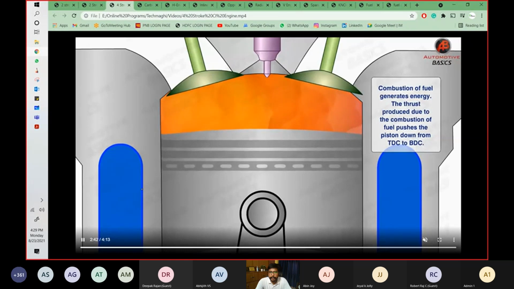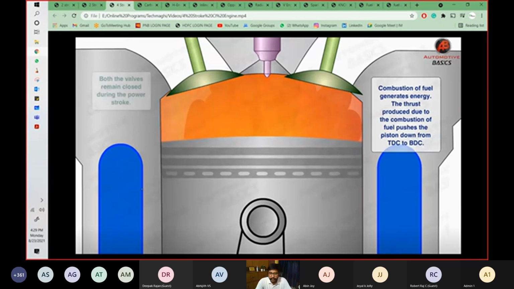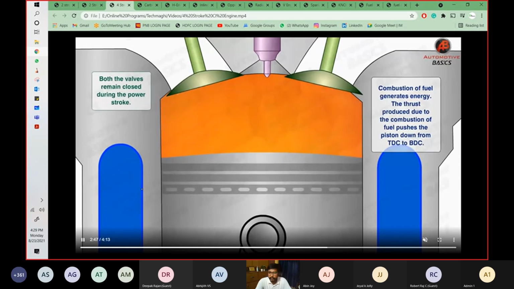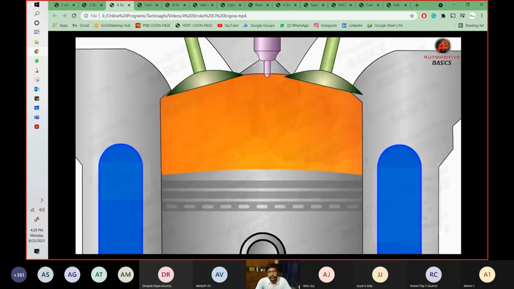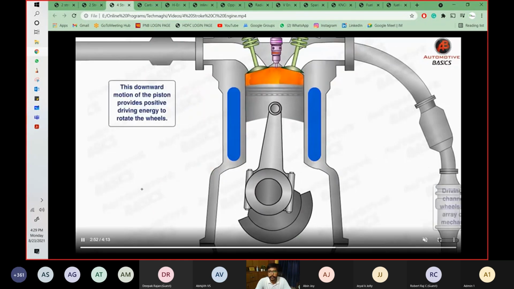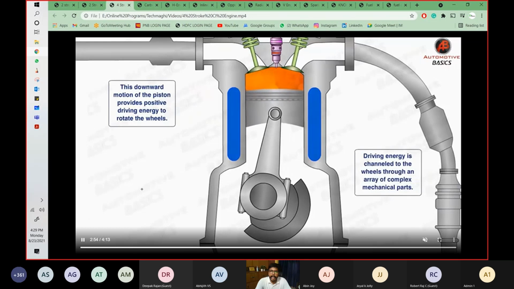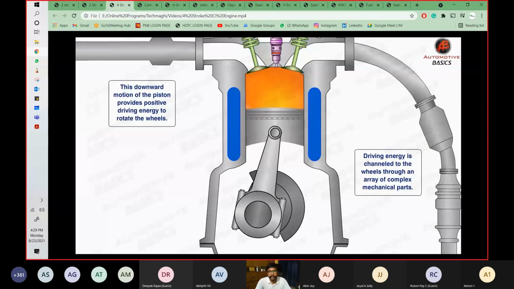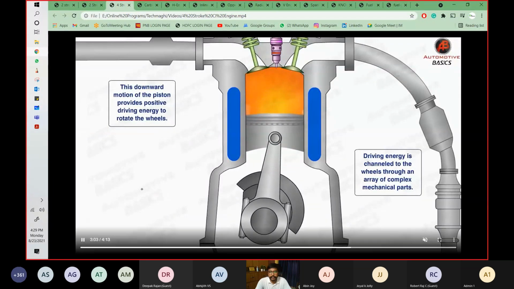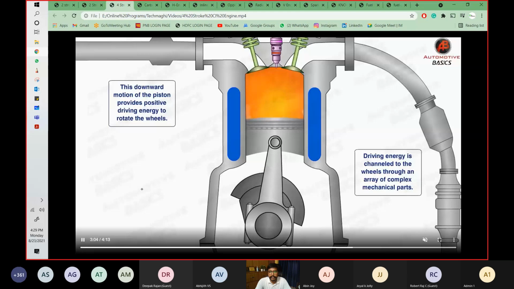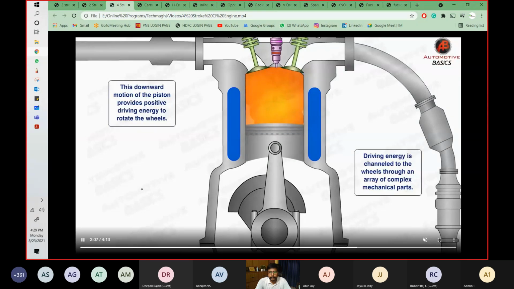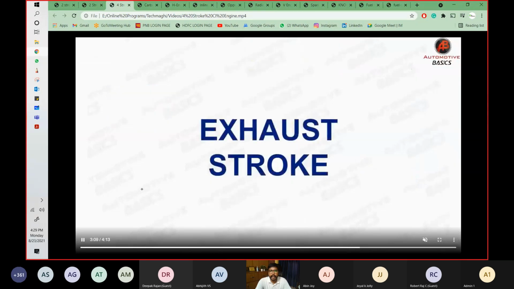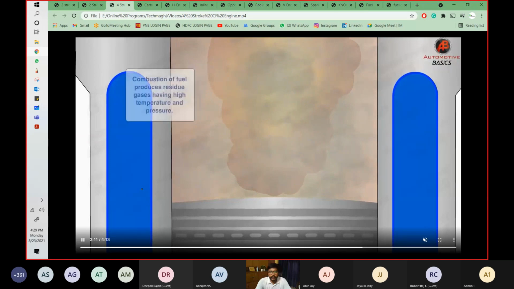As soon as the power stroke happens, the piston is pushed downward, and when it almost reaches the BDC, the exhaust valve will open up to the exhaust manifold, and this is how the cycle will be completed. You see, this is the crankshaft rotating, and this is the connecting rod that is pushing or pulling the piston. And now the exhaust stroke.